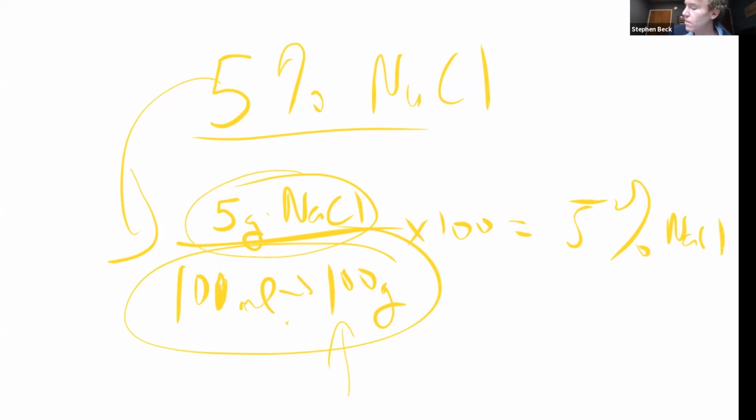Yeah, and you can also do mass over volume. If you look at this in more depth, there's actually a whole bunch of different ways you can specify percent solution. There are like 3 different ways.